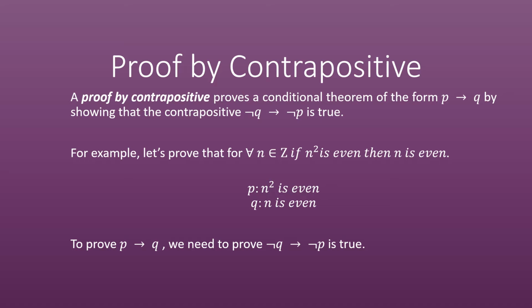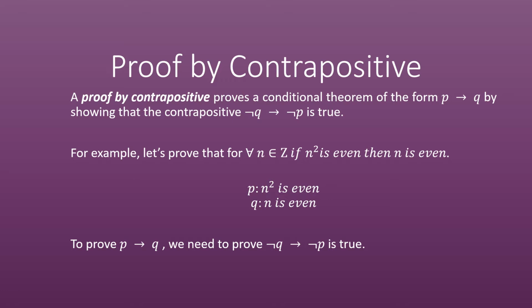Today I'm gonna show you how to do a proof by contrapositive. So let's start with the definition. What is proof by contrapositive? A proof by contrapositive proves a conditional statement of the form P then Q by showing that the contrapositive, non-Q then non-P, is true. So to prove P then Q, you just need to prove non-Q then non-P.